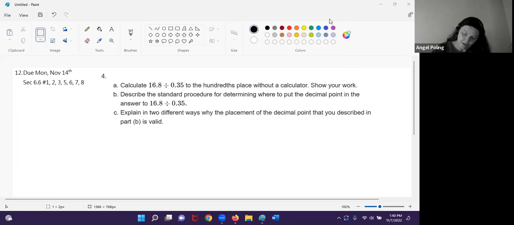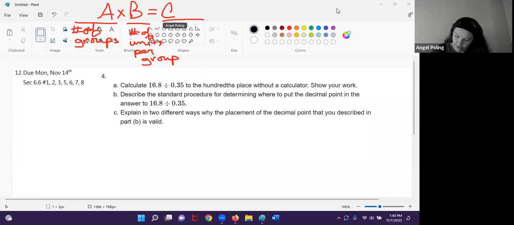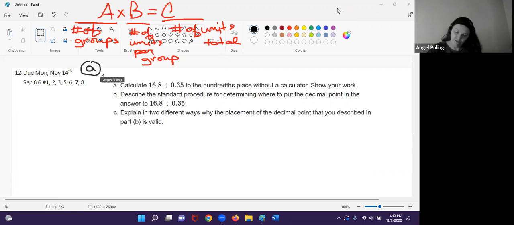So start with your definitional multiplication. A times B equals C. A is your number of groups. B, your number of units per group. And C, your number of units total. Okay, so we're going to write two word problems, one for each interpretation of division.